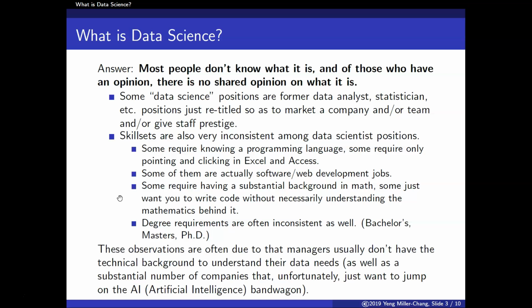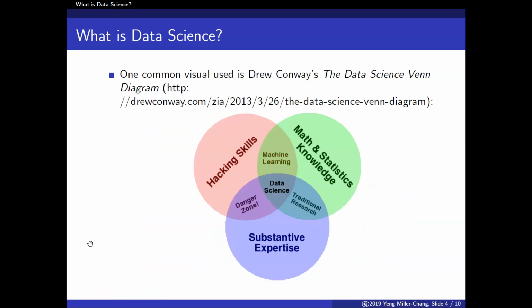One factor explaining these inconsistencies are the people who hire these data professionals. Most people do not have formal training in data analysis, machine learning, statistics, or math at the level necessary for professional work. Thus, as you might guess, most managers usually don't have the technical background to understand what it is they need with respect to data. Many of these people are hoping to just hop on the AI bandwagon because they think AI will give them good results and insight. One very popular visualization for describing data science is this Venn diagram by Drew Conway.